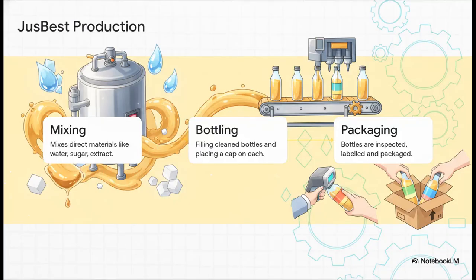Let's trace the journey of that fruit juice step by step. Step 1 is the mixing process. That's where direct materials like water, refined sugar, and juice extract are combined in huge vats. Step 2 is the bottling process, where those cleaned and sanitized bottles are filled up and capped. And finally, Step 3 is the packaging process, where the filled bottles are carefully inspected, beautifully labeled, and boxed up to become finished goods ready for retail.